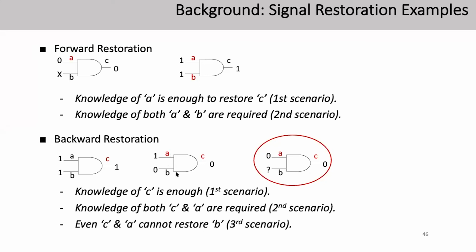You know for sure the state of B is 0, right? So in this way, you can use backward restoration to trace an output and one or more inputs and restore the output. In the last picture, as you can see here, the state of C is 0. The state of A is also 0. So the state of B, you cannot know, right? Because B can be 0 or 1. So in this case, backward restoration actually fails.